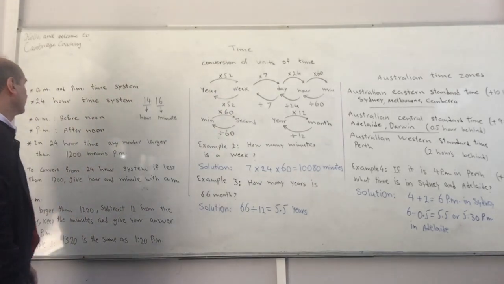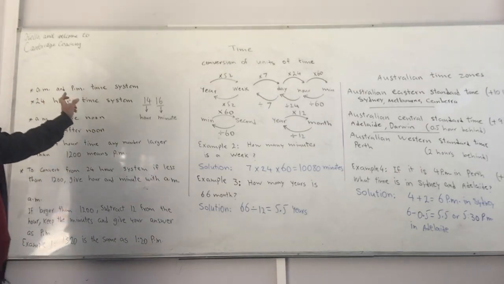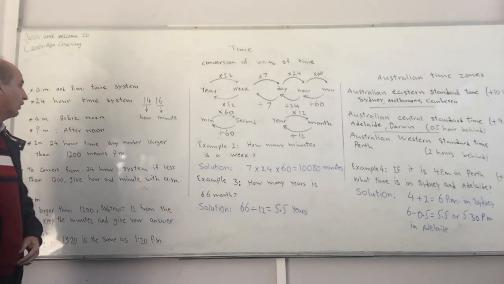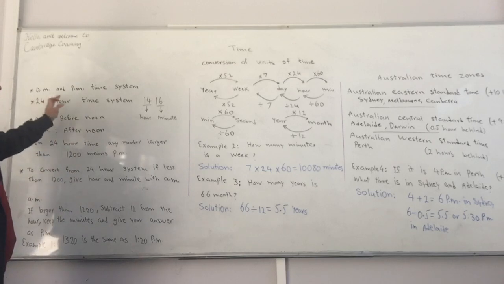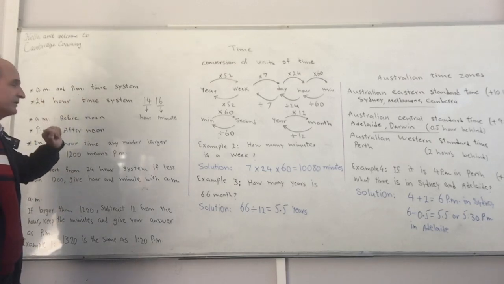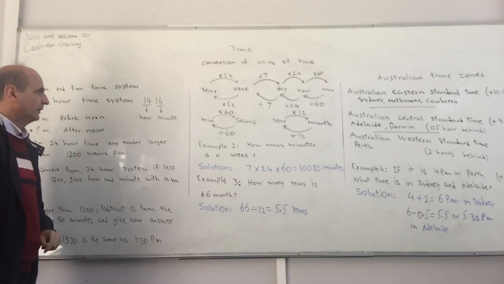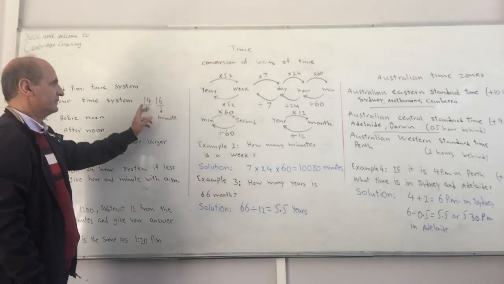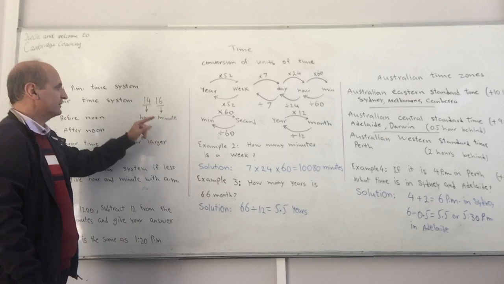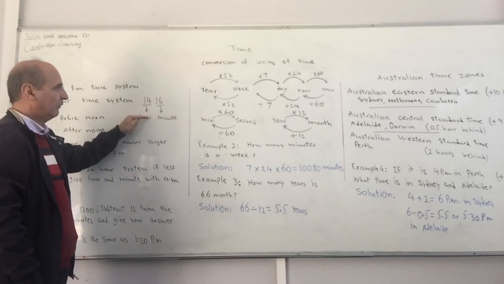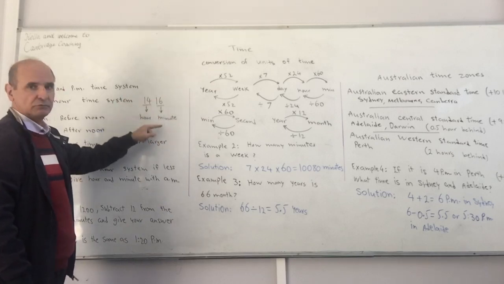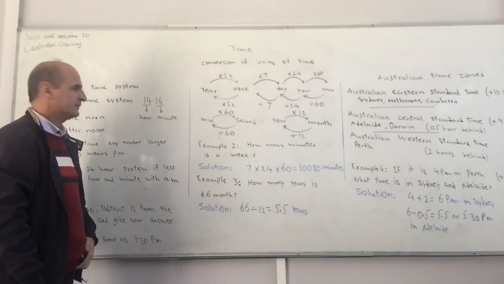We have two systems to express time. One is the AM and PM time system. The other one is the 24-hour time system. In the 24-hour time system, you will see 4 digits. The first 2 digits are the hour, and the second 2 are your minutes.